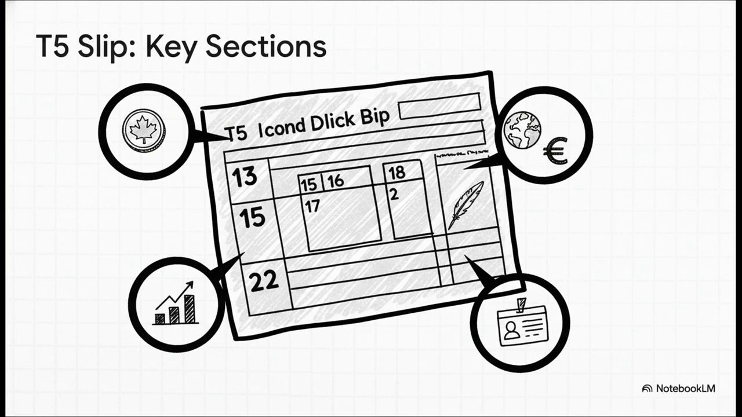And then there's box 22, the recipient's ID number. You absolutely have to get their SIN, or their business number. The CRA is very, very strict about that one.